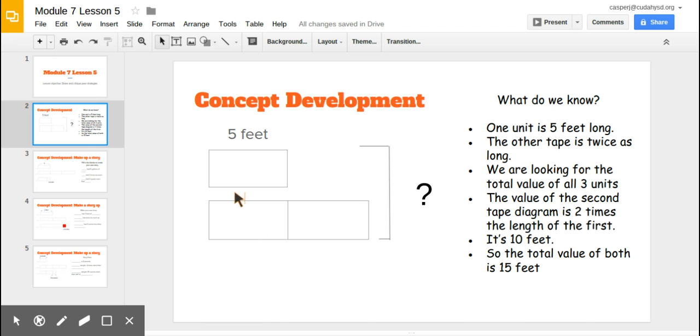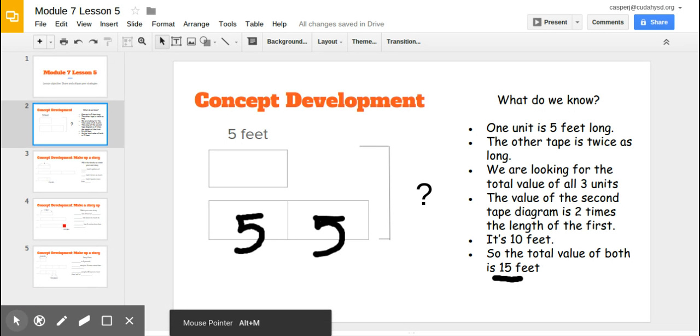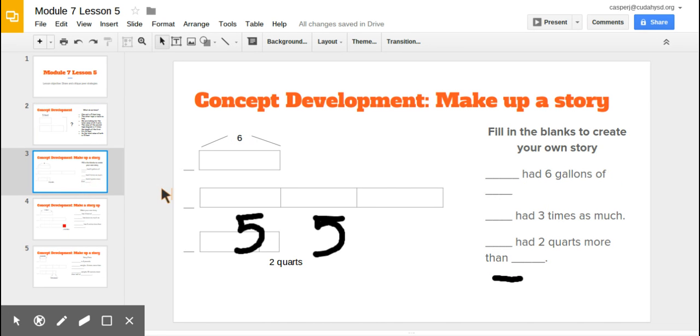So we know that if this tape down here is twice as long, that means they're 5 feet. And then this one is 5 feet. So our total is going to be 15 feet. We know that's our answer. So hence knowing what is the total. Now let's look at our next slide here.